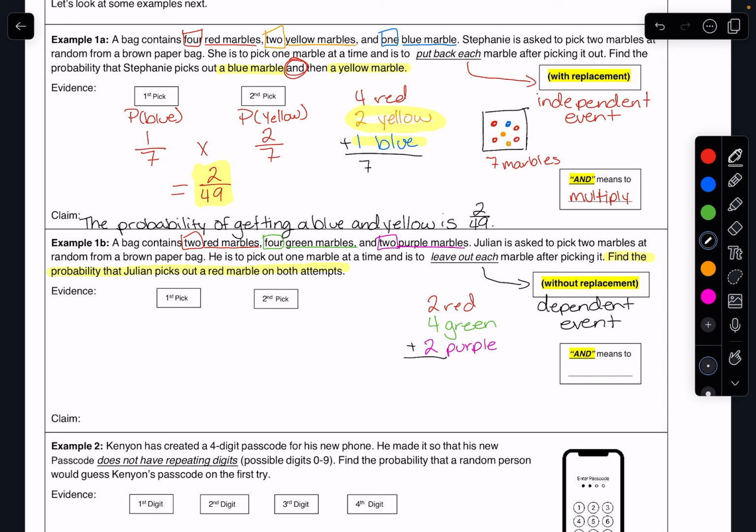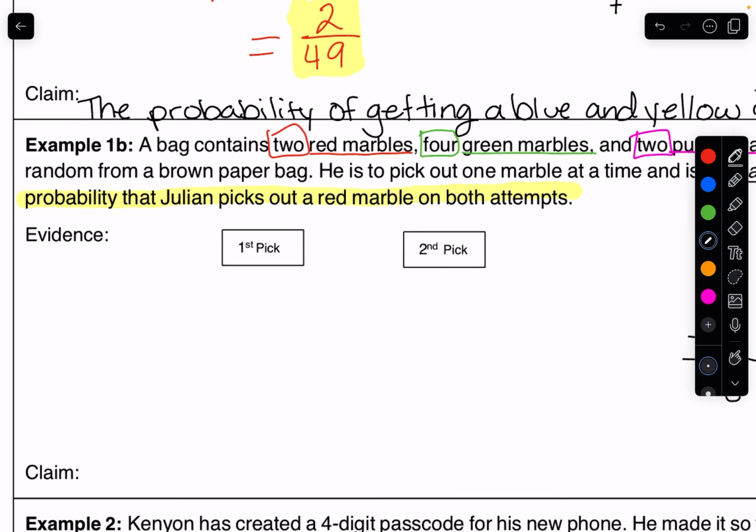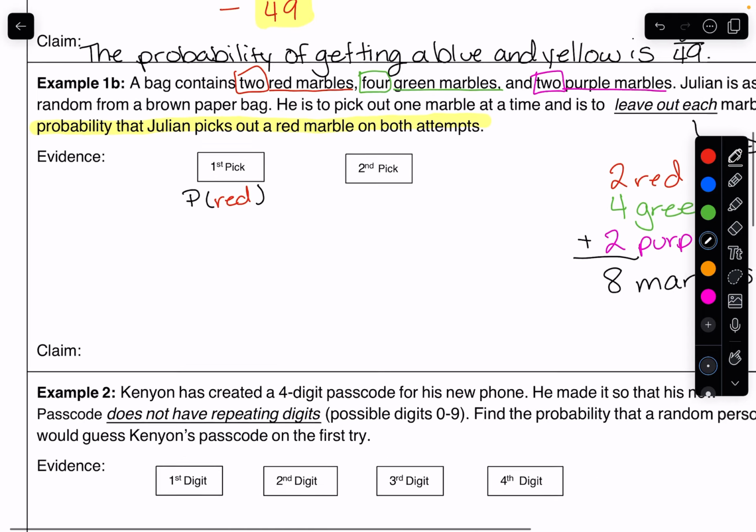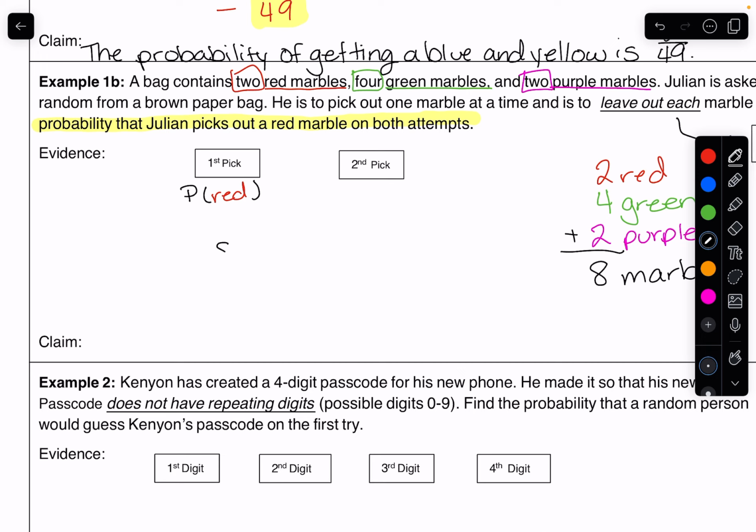Adding those up, I got 6, 7, 8 marbles in total. So, first pick, we want the probability of a red. So P(red). In total, we had 8 marbles to start with, the bag is full, and out of those 8, there are 2 red.